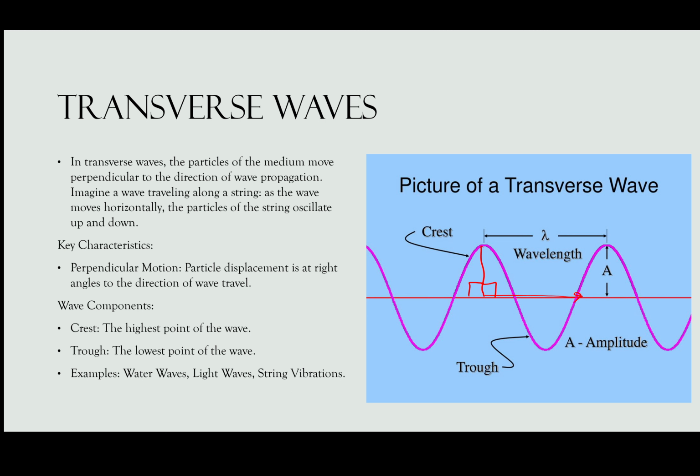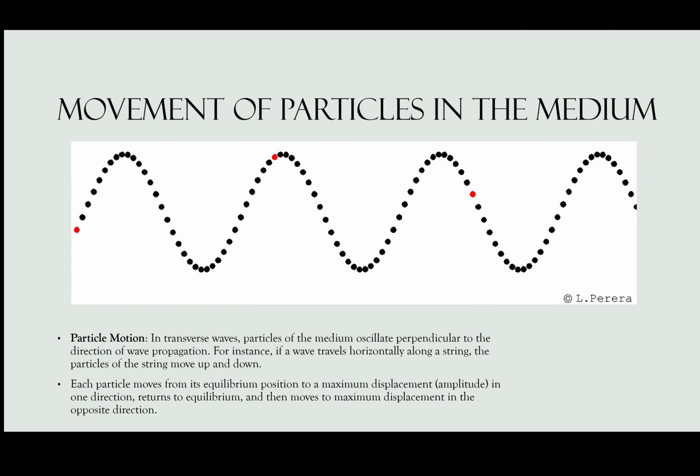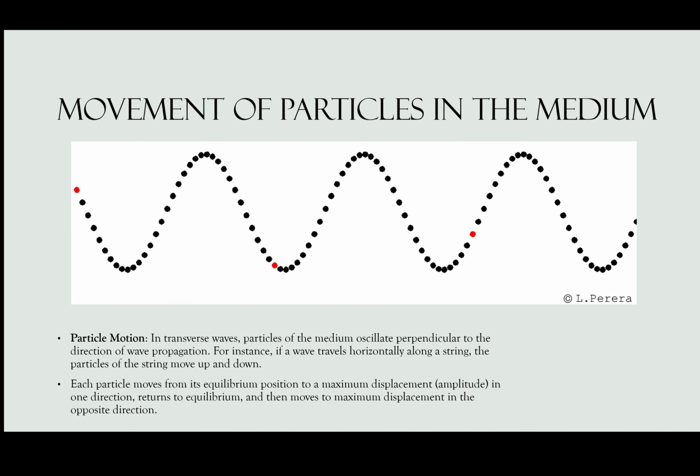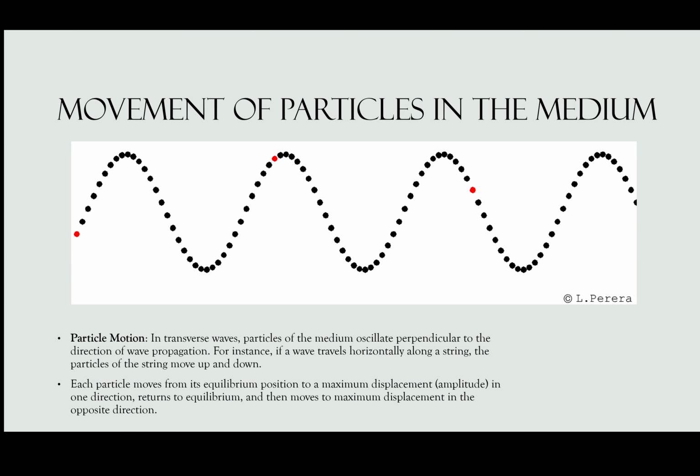We have a crest, we have a trough, right? So the crest is the highest point of the wave, or the positive amplitude, and the trough is the lowest point of the wave, or the negative amplitude. So positive amplitude is the crest, negative amplitude is the trough. Examples of these waves are water waves, light waves, and string vibrations. Right? So it's the movement of the particles in the medium.